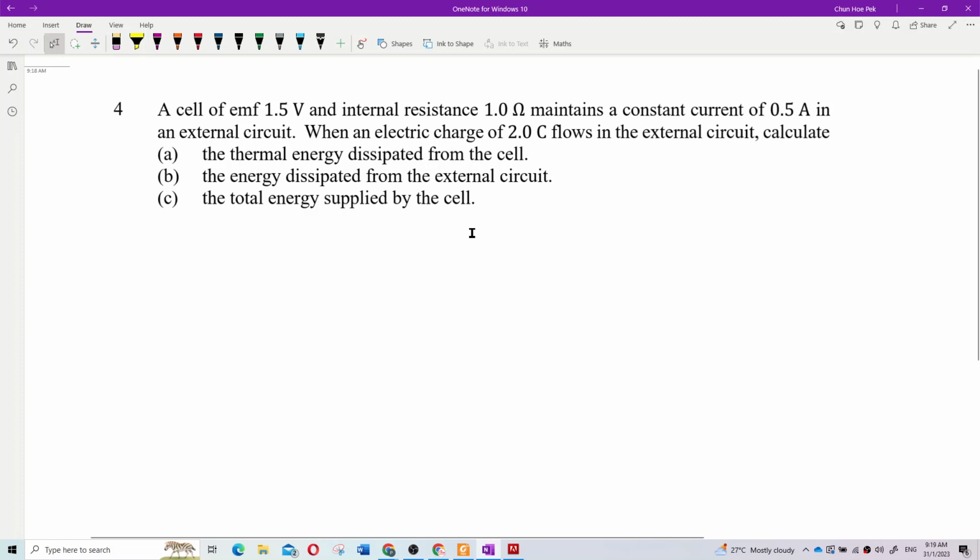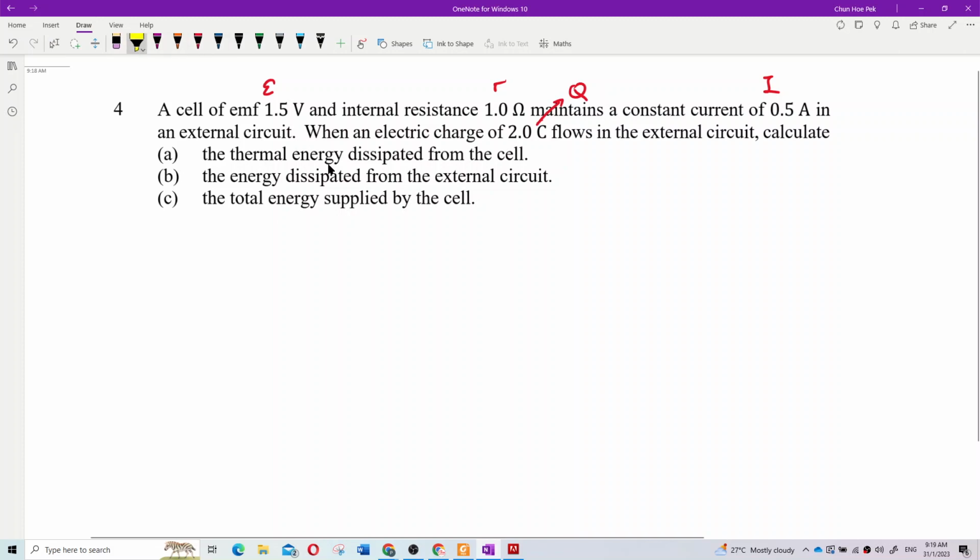So what we have is the EMF, the internal resistance, the current, and the external circuit. The electrical charge Q flows in the external circuit. Calculate the thermal energy dissipated from the cell.